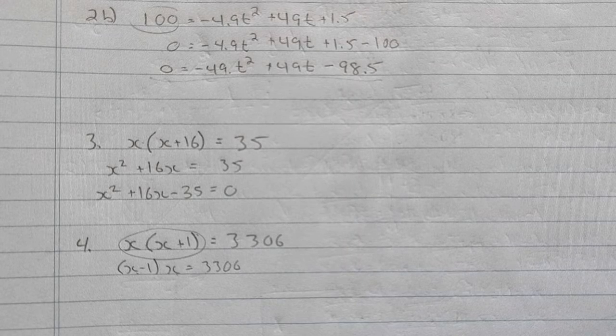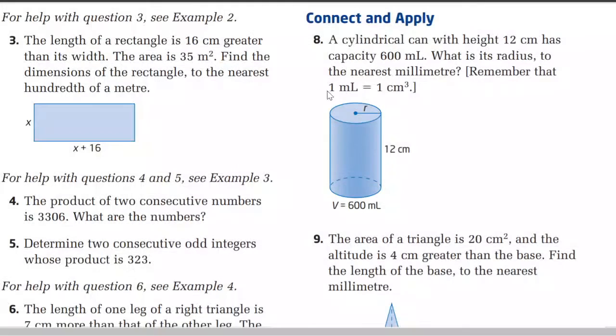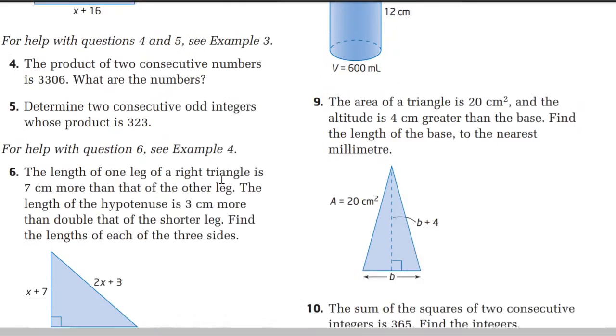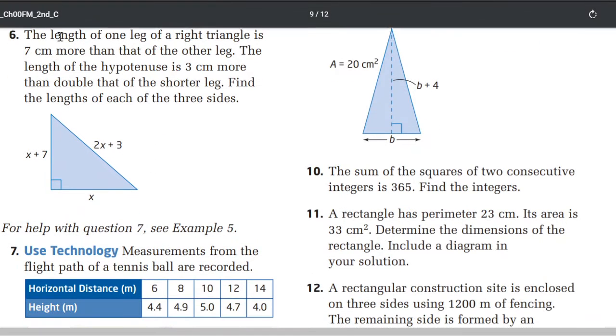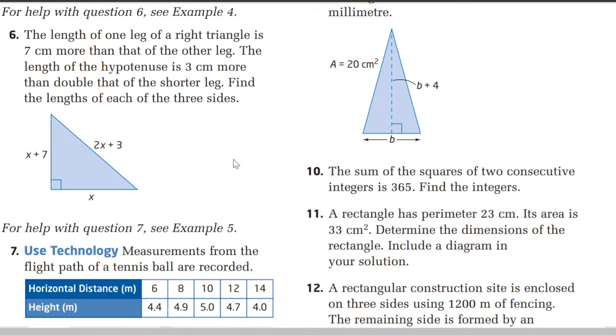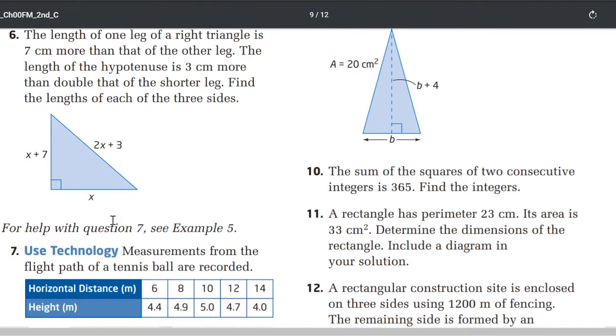The next one is number 6 to take a look at. In the case of number 6, the length of one leg of a right triangle is 7 centimeters more than the other leg. The length of the hypotenuse is 3 centimeters more than double the shorter leg. Find the lengths of the three sides. While that text may be confusing, they've already set up the sides for you in the diagram that's provided. So in that diagram here, you already have those sides set up.